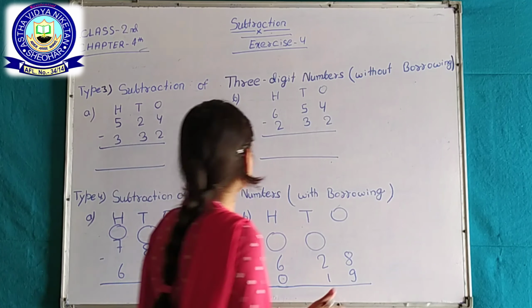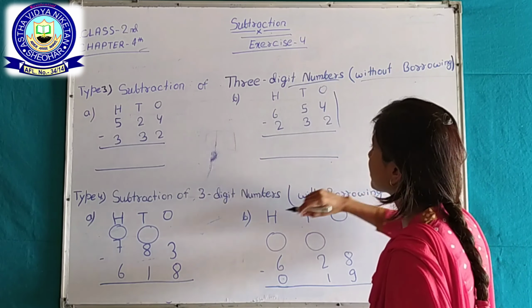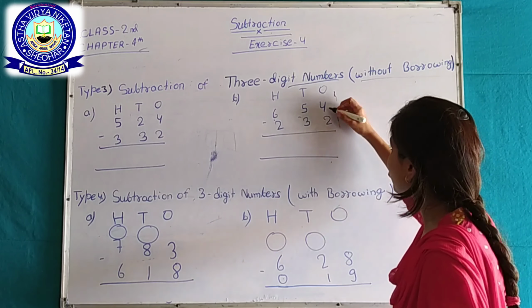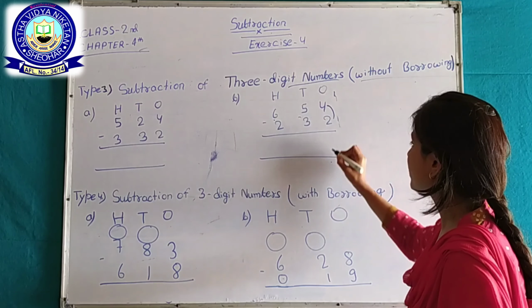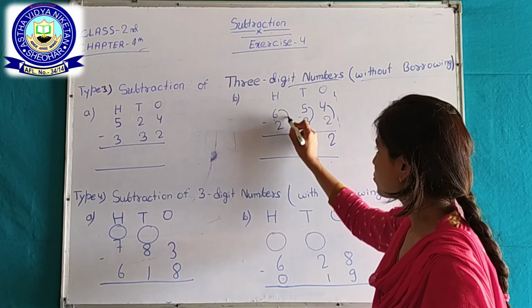And your type 3 question, subtraction of 3-digit numbers without borrowing. You have to subtract these 3 numbers without borrowing. You have to subtract 2 from 4. 4 minus 2, we get 2. 5 minus 3, we get 2. And 6 minus 2, we get 4.